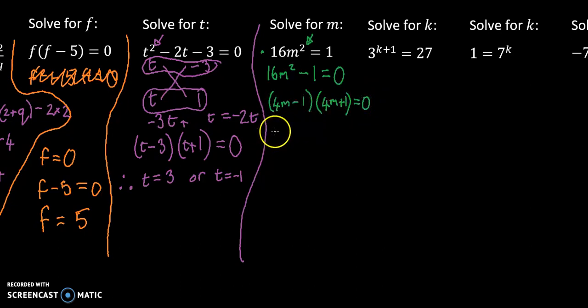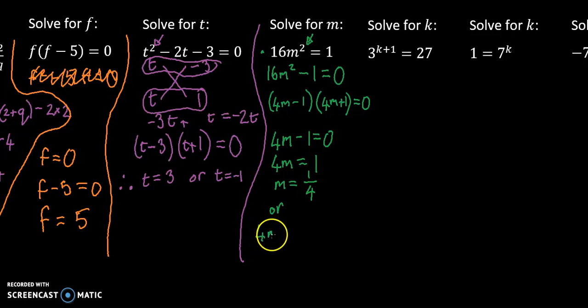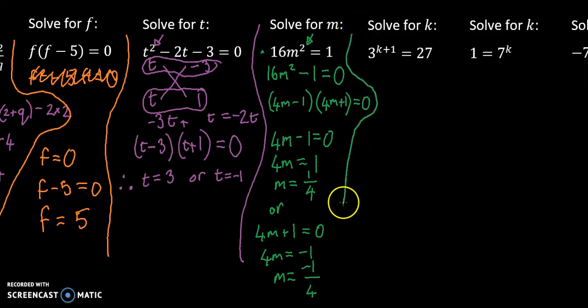So now let's make each bracket equal to 0. We'll do this the slow way. Why? Because we're going to get a fraction. Okay, we get rid of the 1 first so that it becomes plus 1, and that means m is 1 over 4. Or we have 4m plus 1 is equal to 0. So 4m is equal to negative 1. So m could be negative 1 over 4. So there are 2 answers. Also not so bad.